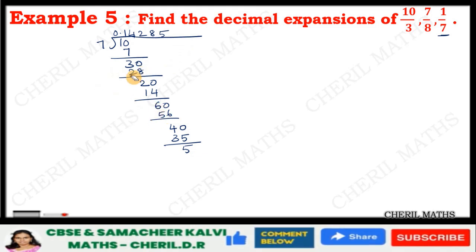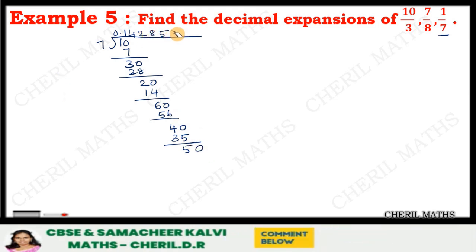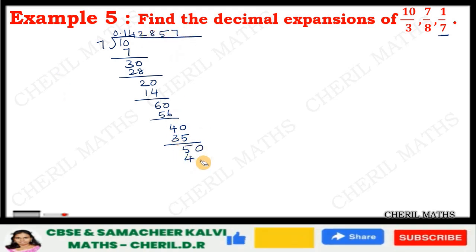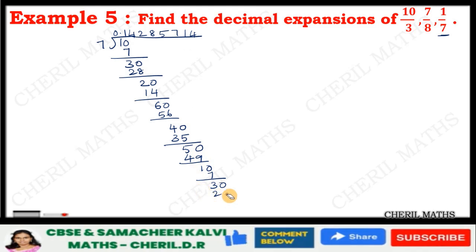So you have 5 here. Now again you put a 0 here. So 7 sevens are 49. You again have 1, you put a 0, you say 7 ones are 7, so again you have balance 3, so 0, 4. So now at this point you can say that it appears to be repeating.